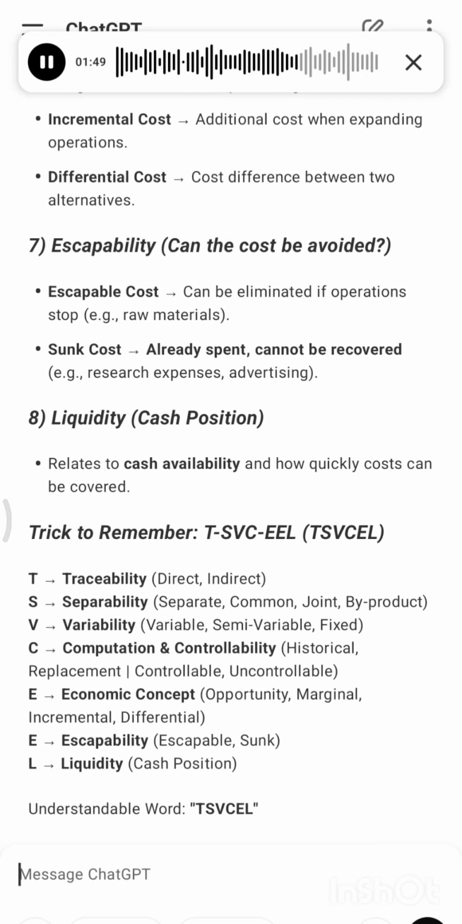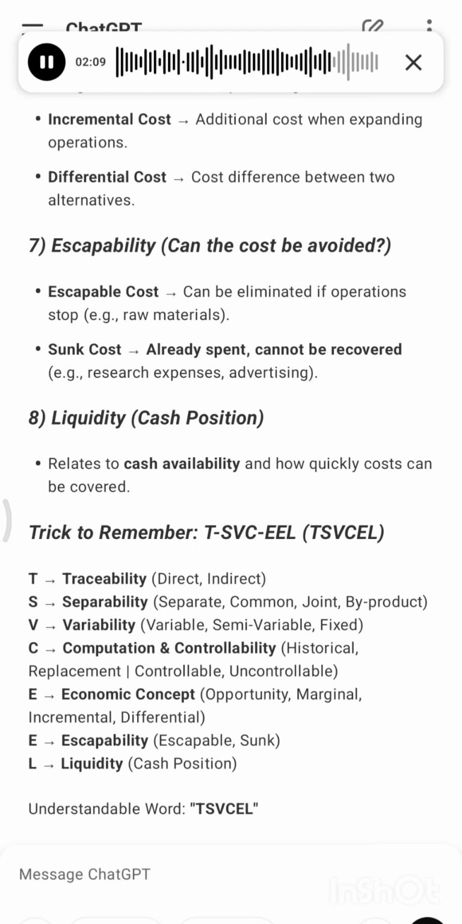Escapability. Can the cost be avoided? Escapable cost can be eliminated if operations stop, e.g. raw materials. Sunk cost, already spent, cannot be recovered, e.g. research expenses, advertising. 8. Liquidity, cash position, relates to cash availability and how quickly costs can be covered.